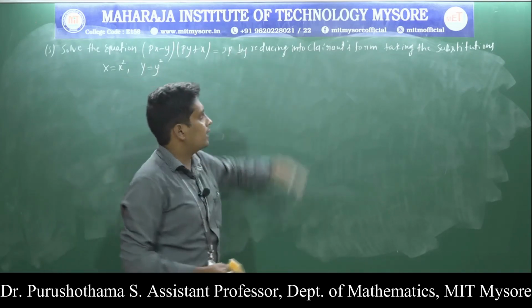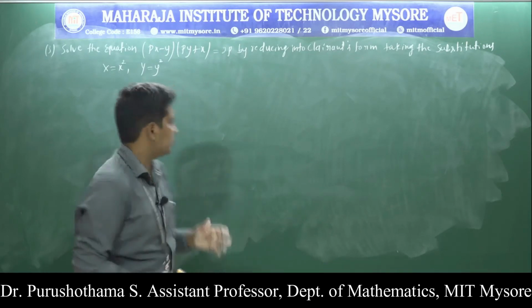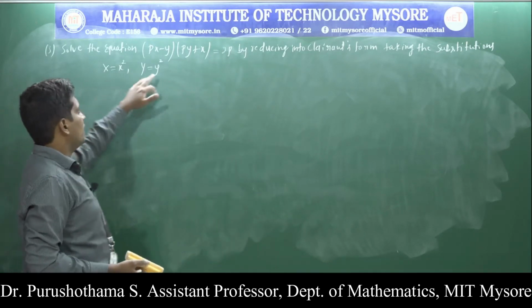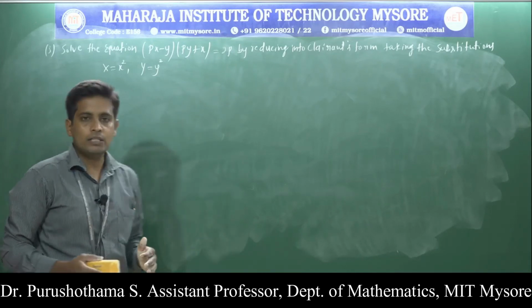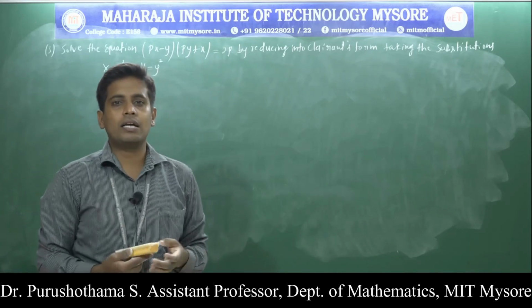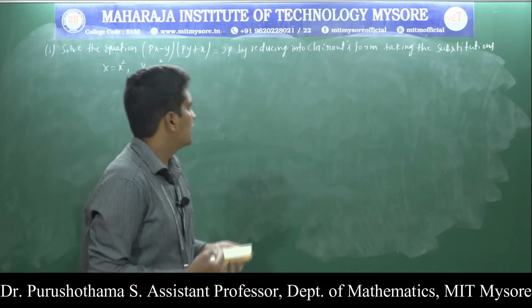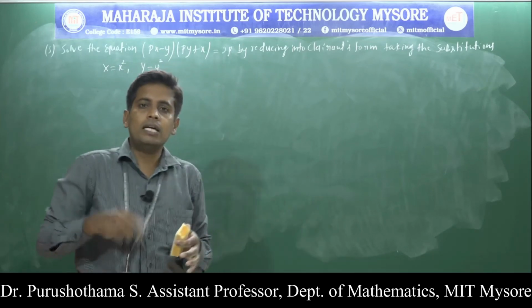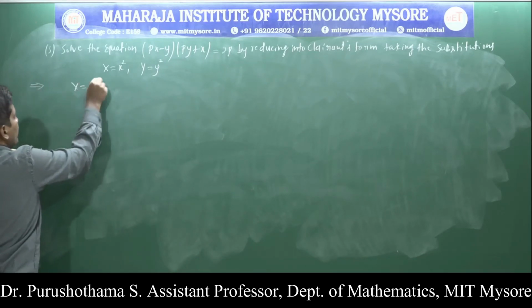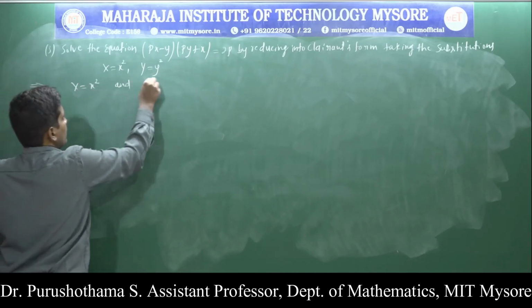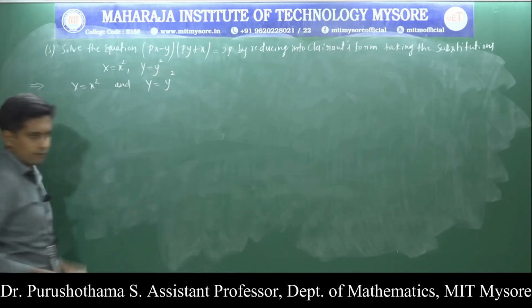By reducing into Clairaut's form, taking the substitutions capital X equals small x square and capital Y equals small y square. This is the given problem. First, we have to reduce the given equation into Clairaut's equation form. Then, using the substitution, find out the solution. So, first consider capital X equals x square and capital Y equals y square.